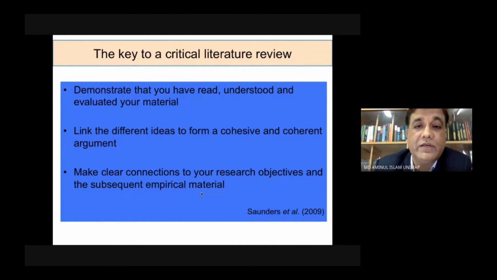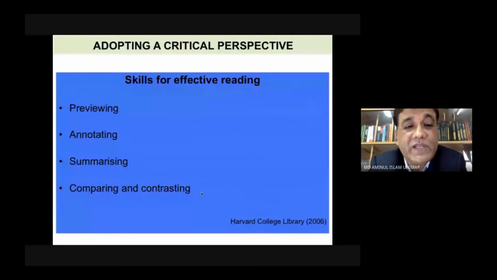Again, the key to a literature review. This slide is one of the most important slides of my talk. I do explain a lot on this. When you get a paper, getting a paper is not difficult nowadays, right? It's all online.